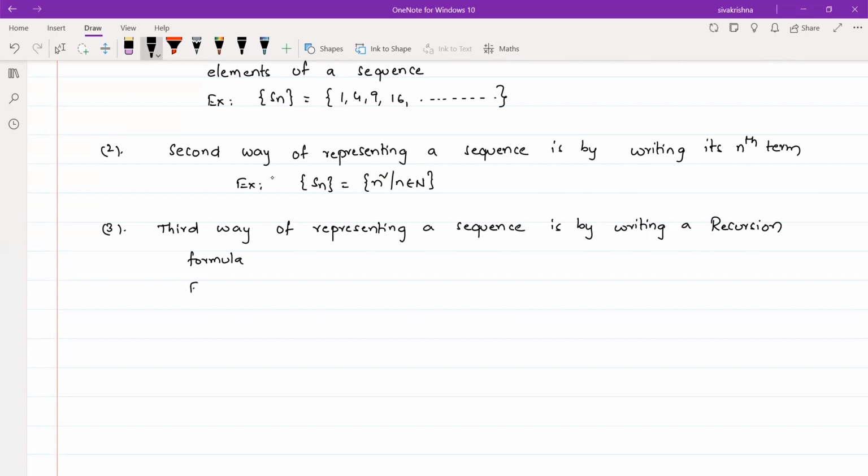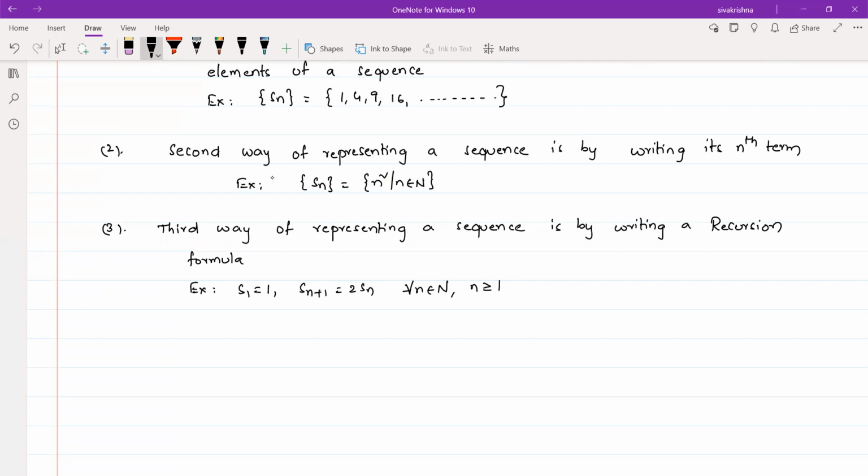For example, S1 is equal to 1, and Sn plus 1 is equal to 2 into Sn. This is true for all n belongs to N, and n is greater than or equal to 1. So the third way of representing a sequence is nothing but a recursion formula. What does recursion formula mean? Here we have given S1 is equal to 1 and Sn plus 1 is equal to 2 into Sn.